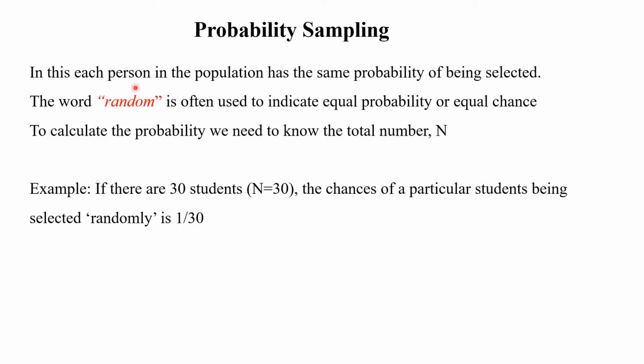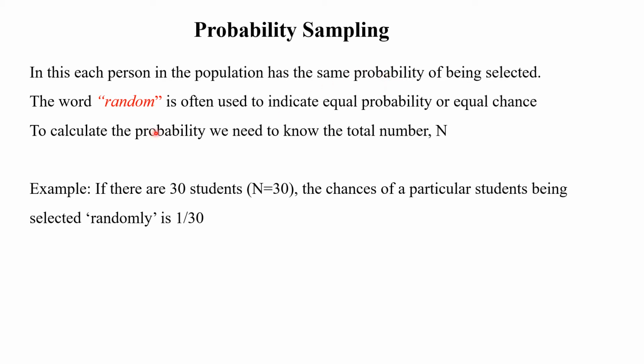In this, each person in the population has the same probability of being selected. The word random is often used to indicate equal probability. Where I say select a random sample of 5 people from the classroom, random, that means I'm using probability sampling, right? So what's probability?